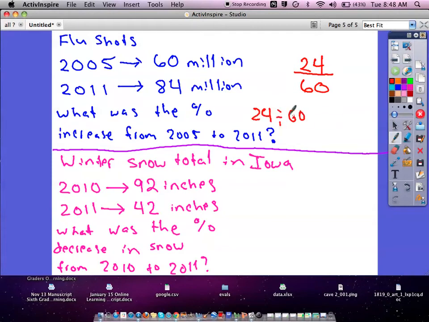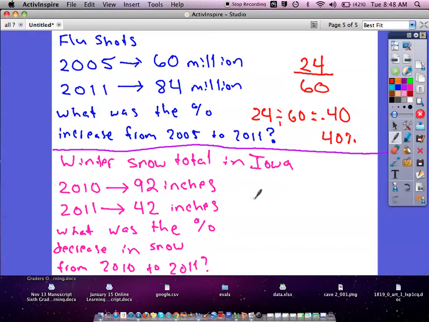24 divided by 60. So if I did that, 24 divided by 60, looks like I get 0.4. Remember, 0.4 is not 4%. 0.4 is the same thing as 0.40, which is going to be 40%. So we would say that from 2005 to 2011, the amount of flu shots used increased by 40%.